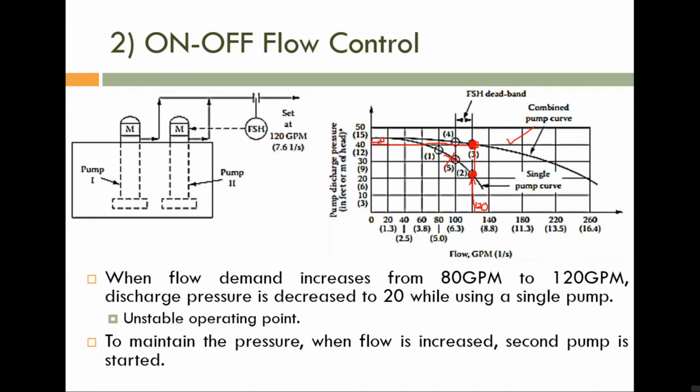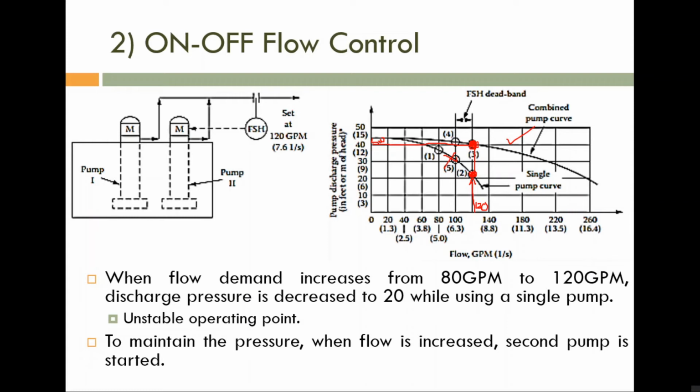So what is happening? Initially the pump is operating at operating point number 1, where the pressure is 38 psi and flow rate is 80 GPM. Due to some reason, the flow demand is changed to 120 GPM. So naturally the pump will follow its curve to operating point 2, where the pressure is 22 psi. So you can see a large change in pressure.